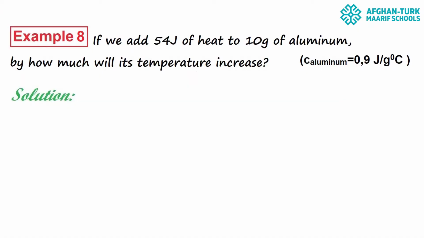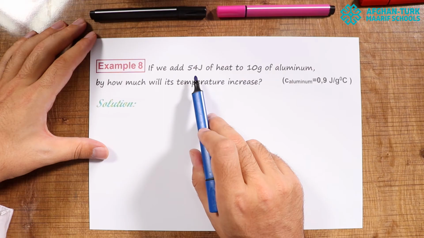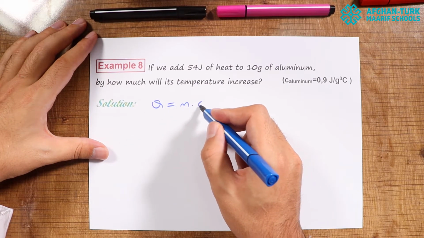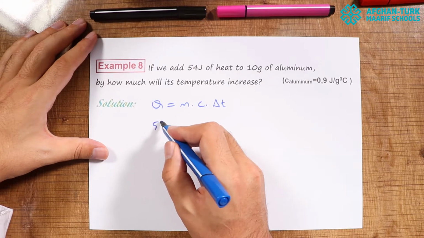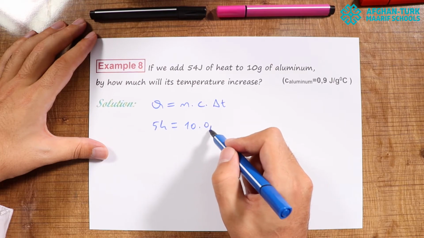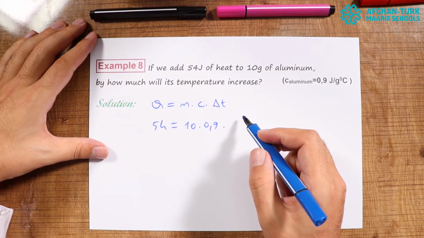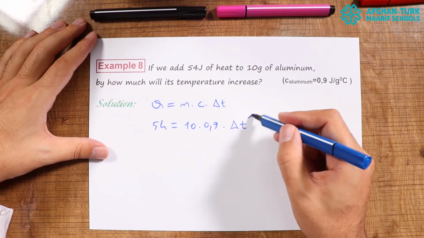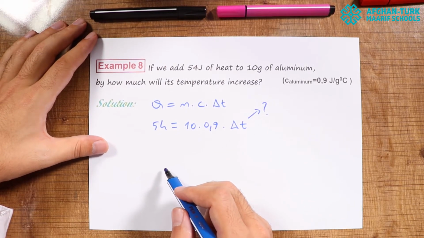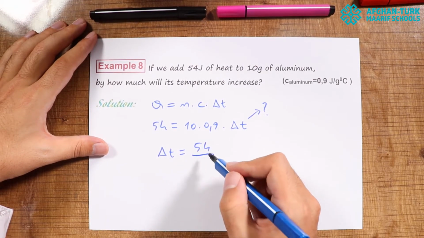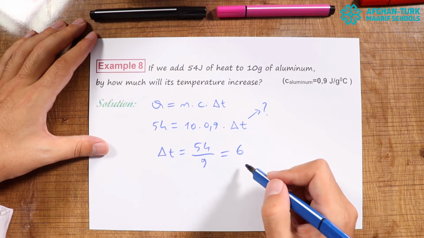Okay, this time we are looking for the temperature increase. If we add 54 joules to 10 grams of aluminium, again we are using the same formula, Q is equal to mc delta T. Again 54 is equal to 10 times 0.9 times delta T, which I'm trying to find. So from here I can get delta T as 54 divided by 9, and that's equal to 6.